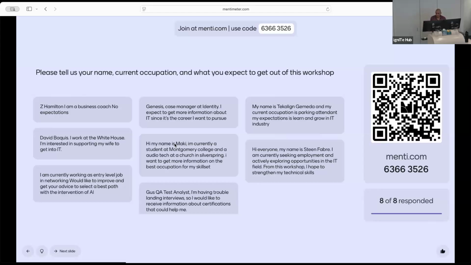Okay, great. Gus, okay, having trouble landing interviews. I would like to receive information about certifications. Okay, so we're going to be covering that. But also in your case, Gus, I think that we have other help here as well. We have career workshops and career coaching. We're going to be talking about that towards the end of the presentation. So there's some information that may be able to help you.